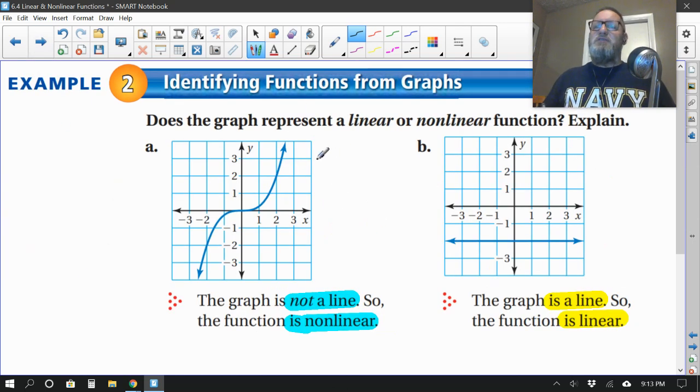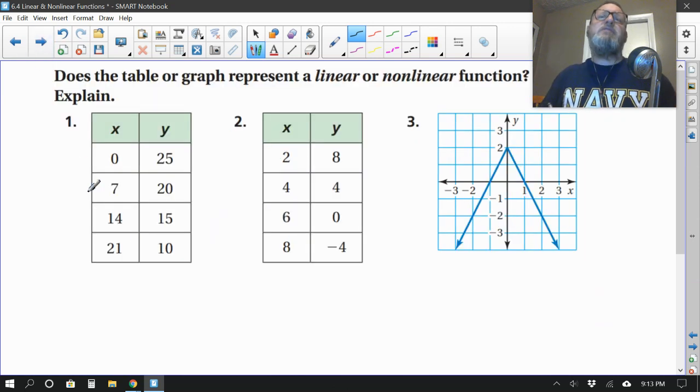Here's some examples for us to look at now with a graph. Do we have linear or nonlinear functions? Well, this part I think is going to be pretty easy. That pretty obviously is not a straight line. So since we do not have a straight line, we have a nonlinear function. So there, that one's nonlinear. Here, do you see the line? It's going horizontally here. So that's straight as can be. So since that is a line, it is a linear function. There we go. That's all there is to that when you're looking at a graph.